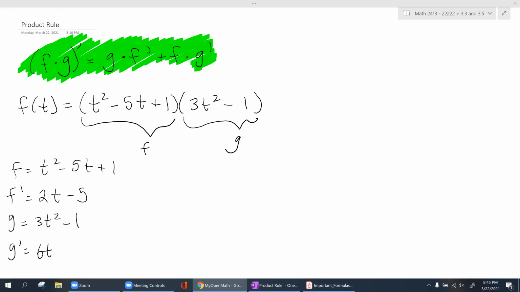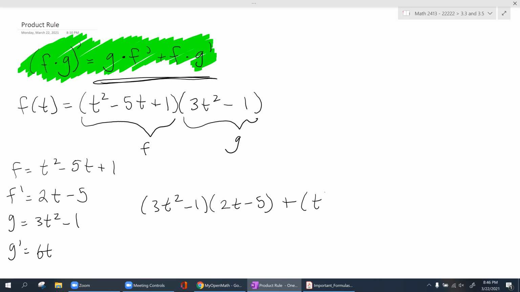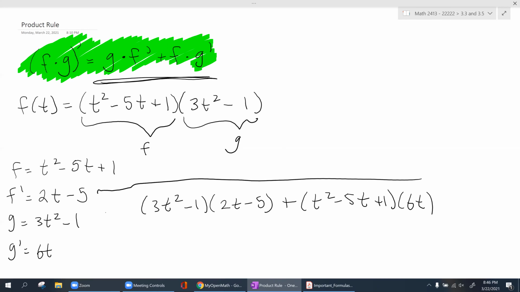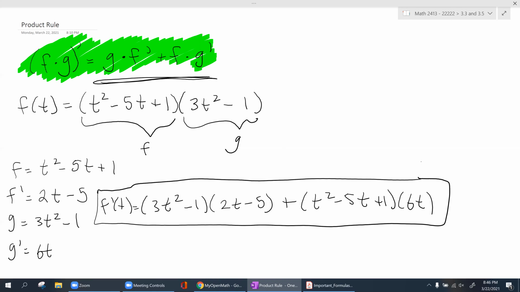So we said we start with G. I'm using this here. G is 3t squared minus 1 times F prime, which is 2t minus 5, plus F, which is t squared minus 5t plus 1 times G prime, which is 6t. This is it. This is F prime of t. Do not distribute. I'm not going to ask you to distribute all of that. You do not have to.